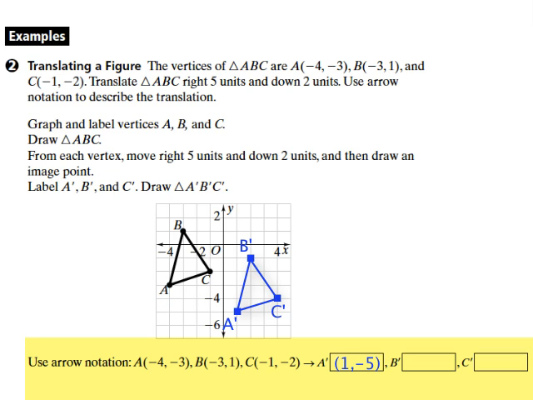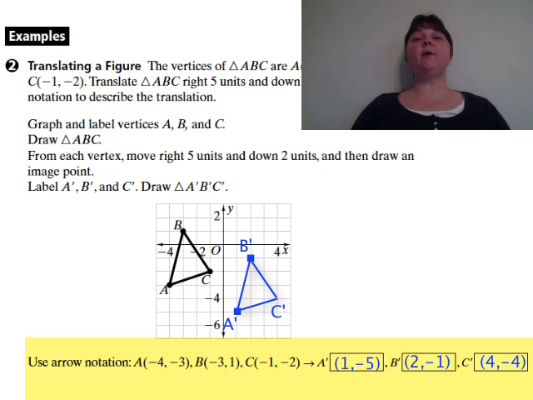A prime is (1, -5). B prime is (2, -1). And C prime is (4, -4). Pause the video if you need more time to copy down this part of the notes.